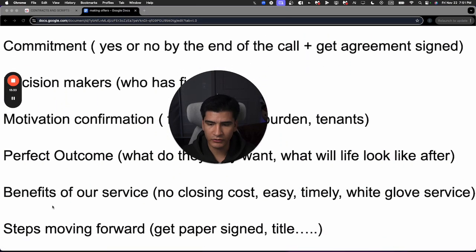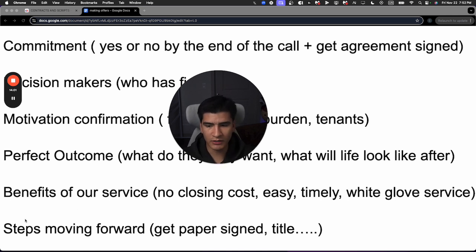Let's go back over here. Steps moving forward. So, hey, Joe, steps moving forward. We get this agreement signed. We send it over to title. Boom, boom, boom. We do this, we do that, we do that. Let them know, hey, this is what it's going to look like after I tell you the offer, right? That way, when you give him the offer, he's not like, all right, so you give me this offer, and then, all right, what do we do now? No, we want Joe to be clear, like, okay, this offer of $89,000, you know what? Let's do it. Joe already knows what's going to happen, right?